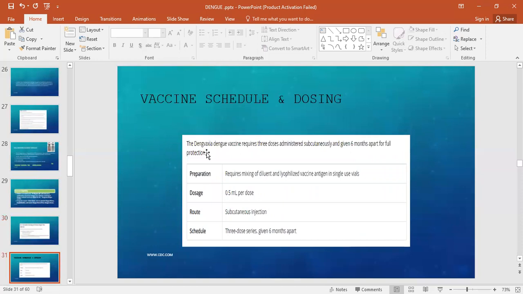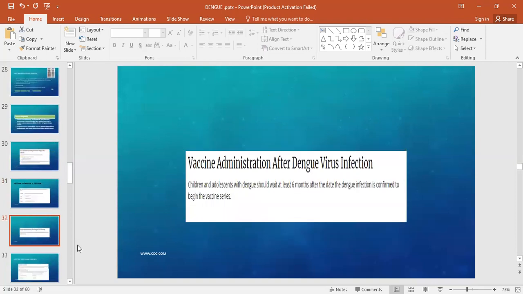The vaccine schedule and dosing preparation require mixing of diluent and lyophilized vaccine antigen in a single-use vial, 0.5 ml per dose. The route is subcutaneous injection and the schedule is 3 doses in a series given 6 months apart. Children and adolescents with dengue should wait at least 6 months after the date the dengue infection is confirmed to begin the vaccine series.